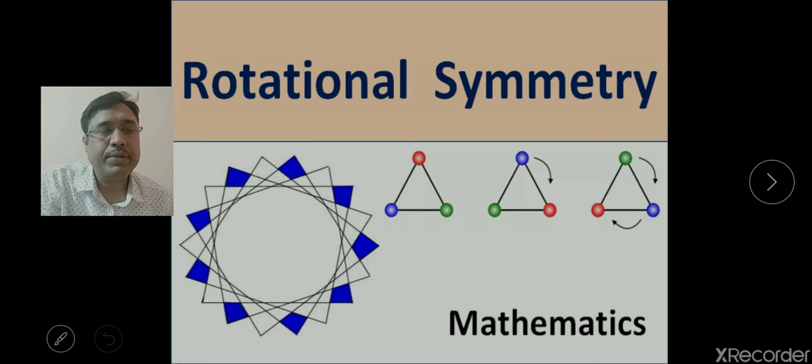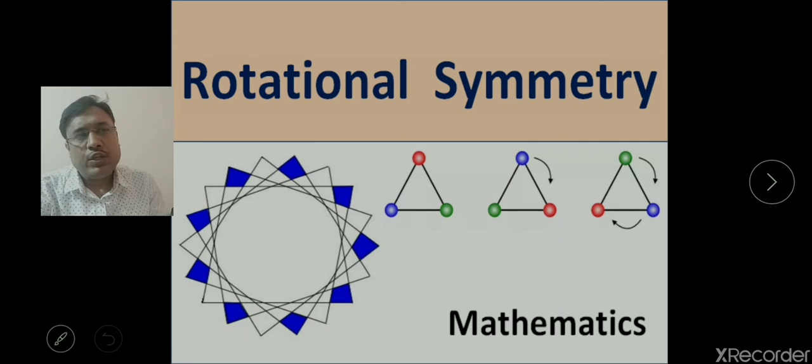Today in mathematics class we are going to study the topic of rotational symmetry. Here we will see the different phases during a rotation done by a figure. I have shown a square and an equilateral triangle and the different phases they take during a complete rotation, and we will see how many times each takes its original shape, that means fits onto its original shape during the complete rotation.